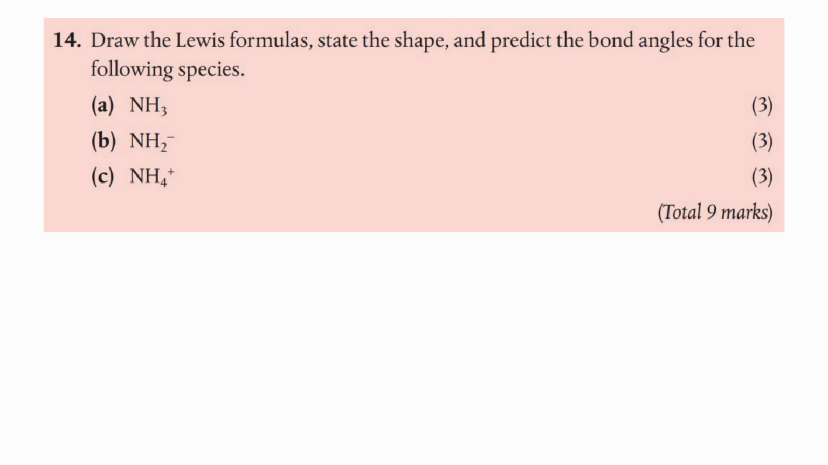All right, so it wants us to get the Lewis structures, the shape, and the bond angles for these three species. The first one is NH3, which we should all be pretty confident at this point. We have nitrogen with 3 hydrogens, which is going to give us a trigonal pyramidal shape.